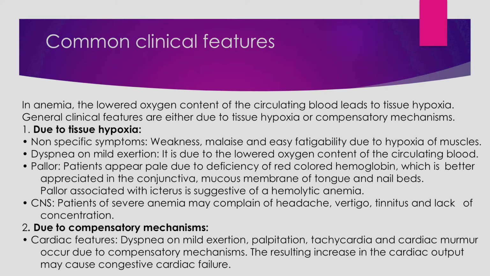So the common clinical features of anemia. Now we know that the RBC has hemoglobin which carries oxygen, and that hemoglobin has iron. So when the iron levels are low in the body, it leads to low production of hemoglobin, which leads to hypoxia, reduced oxygen supply to the tissues, right? That is tissue hypoxia. Now this tissue hypoxia produces certain clinical symptoms. Non-specific symptoms like weakness here means lethargy, not that nervous weakness. Then malaise means easy fatigability due to hypoxia of muscles.